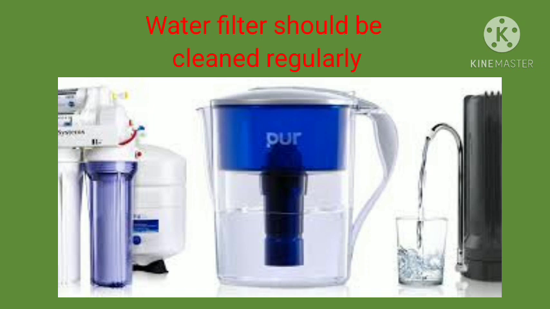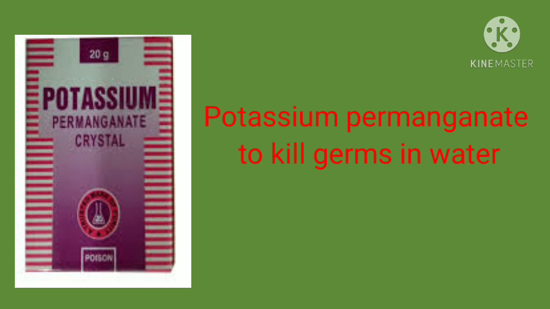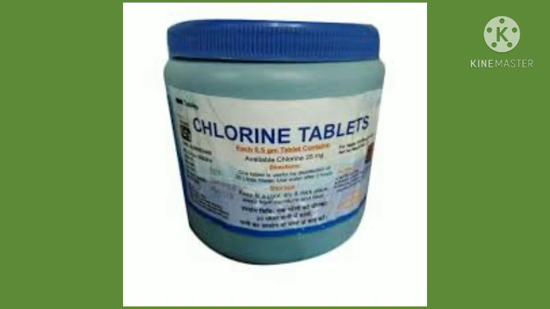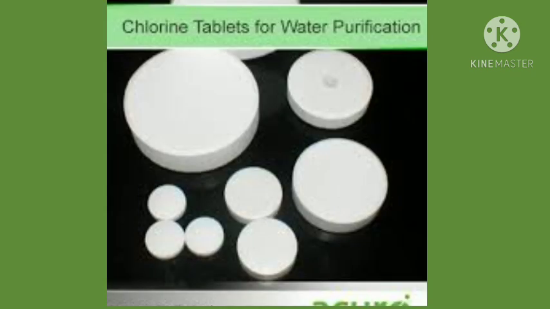Then third step is potassium permanganate crystals can be added in water to kill the germs present in water. We are not doing that, but in big factories they are doing this. The chemical potassium permanganate can be added to kill the germs present in water, like chlorine. Then fourth step, a small amount of chlorine can be added in water to kill the germs. This we know already. This step only we call chlorination. So we can do this at home also.